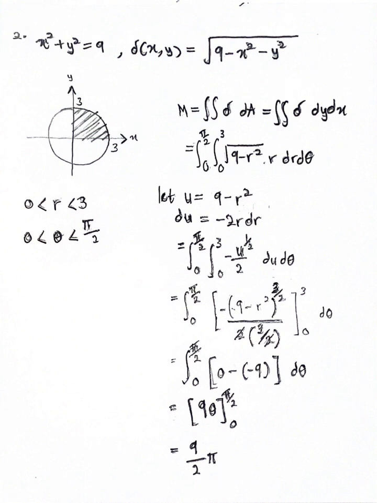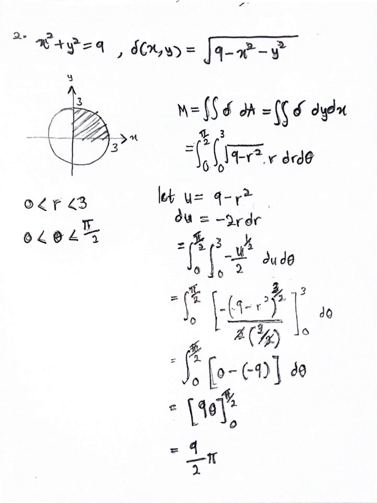For question 2, we need to find the mass of the lamina bounded by x squared plus y squared equal to 9 in the first quadrant, if the density function is given by delta of x, y equal to square root of 9 minus x squared minus y squared. So we need to find the mass of the lamina. So we have m equal to the integral of delta dA, which is equal to the integral of delta dy dx, and we need to change into polar coordinates, and we get the limit for r is 0 until 3, while for theta we have 0 until pi over 2.